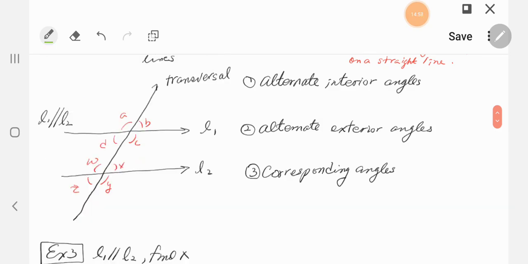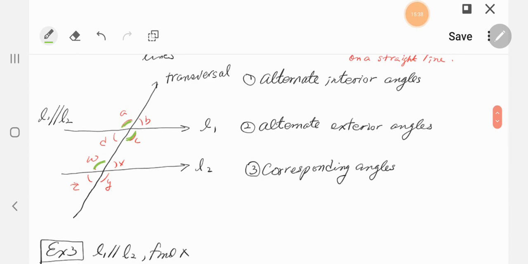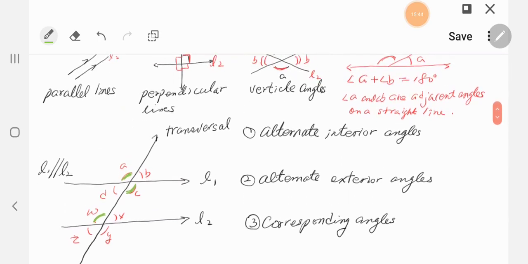Okay, let me use a different color. Look, the vertical angles. So A and C are vertical angles. So these two angles are same, isn't it? Let me mark it with a green color. These two angles are same. Why? It's because it's a vertical angle. Okay, how about C and A and W? Are they equal? Yes, of course it is equal. Why? Because line 1 and line 2 are parallel. So why don't you put two lines together? Then this angle A and angle W exactly overlap. So A and W are the same.